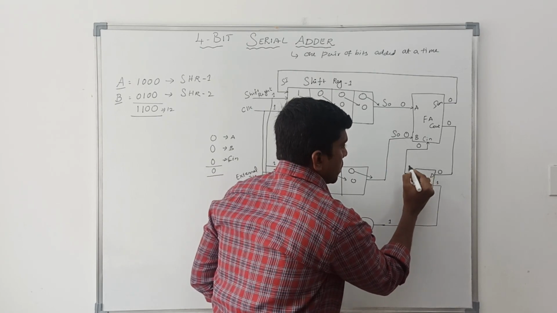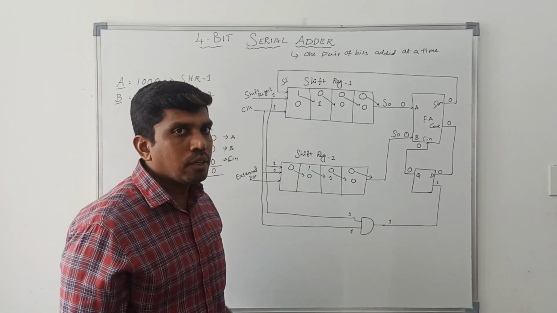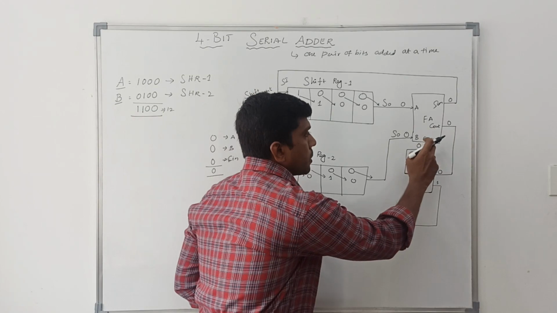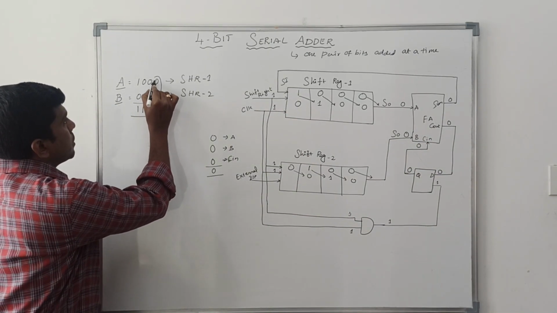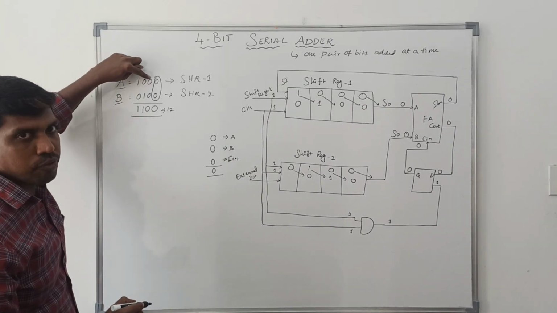Now Q value is 0. So this 0 is given to C in. So one pair of bit addition is over. Then come to the next pair of bits.